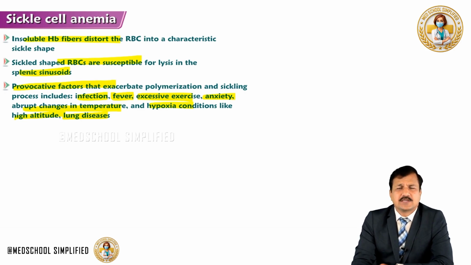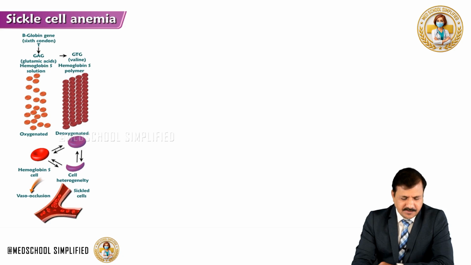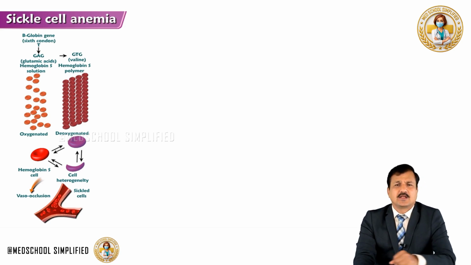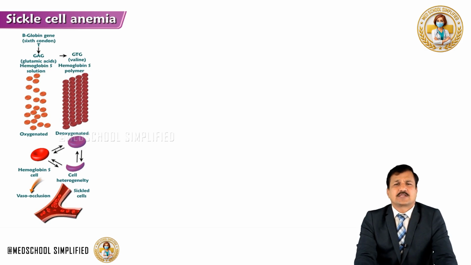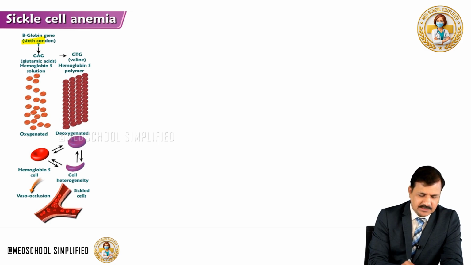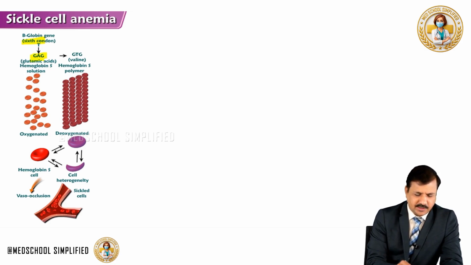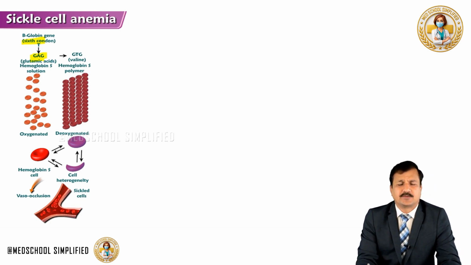This is what happens in sickle cell anemia patients. So here is the figure. It summarizes the changes that are going on starting from the gene level and then all the way until the sickling process and even the microvascular obstruction. So the beta-globin gene 6th codon is GAG, which is coding for glutamic acid, glutamate, which is a normal adult hemoglobin.